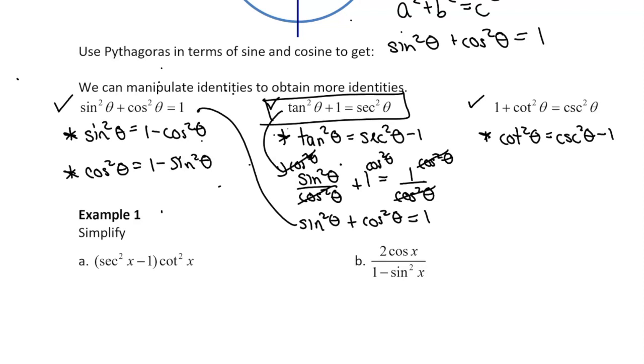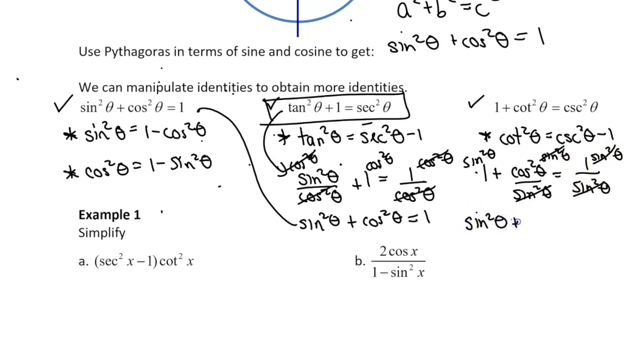Okay, finally, if we want to do the exact same thing with our 1 plus cotan squared theta equals cosecant squared theta, we could do that by saying 1 plus cos squared theta over sine squared theta equals 1 over sine squared theta, and then we could multiply each of the numerators by sine squared theta to eliminate the denominators. And if we do that, the sine squareds would cancel out, and we'd be left with sine squared theta plus cos squared theta equals 1. So we know we've done that correct as well.